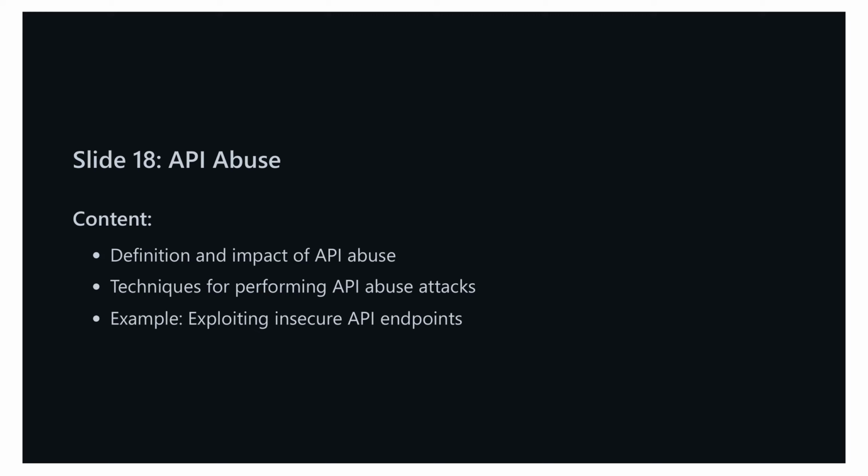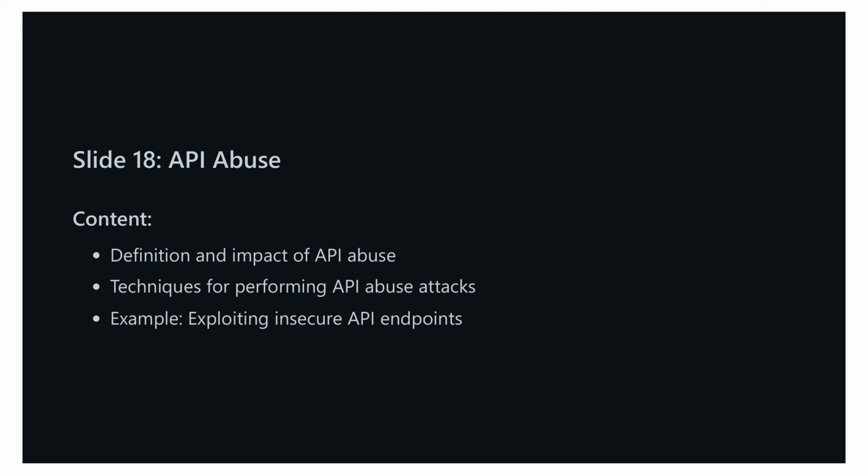This kind of abuse can result in unauthorized data access, service disruptions, and other critical security breaches. There are several techniques attackers use to perform API abuse attacks. These may include manipulating API requests and responses, exploiting poorly designed API endpoints, leveraging insufficient authentication, and taking advantage of unsecured data in transit.